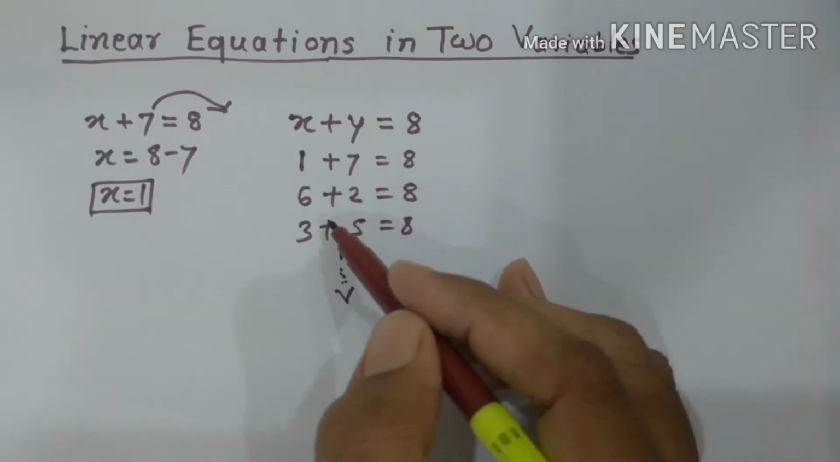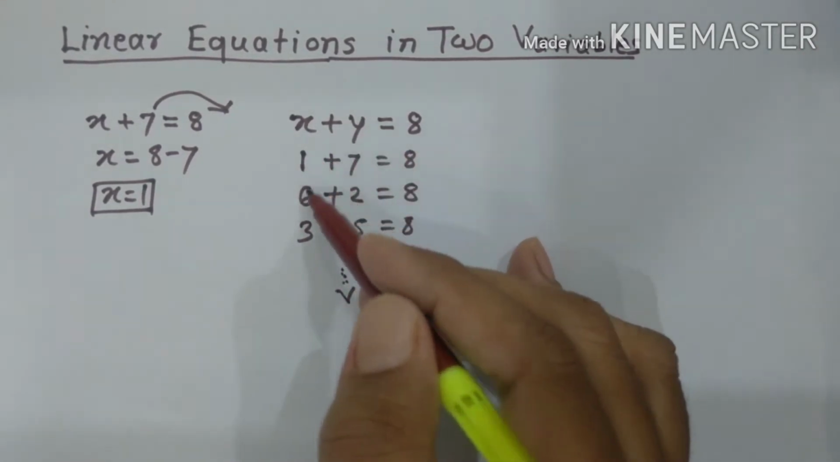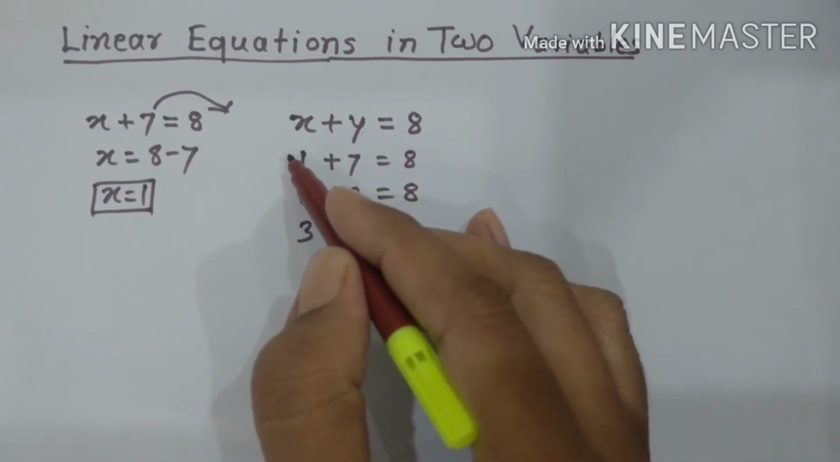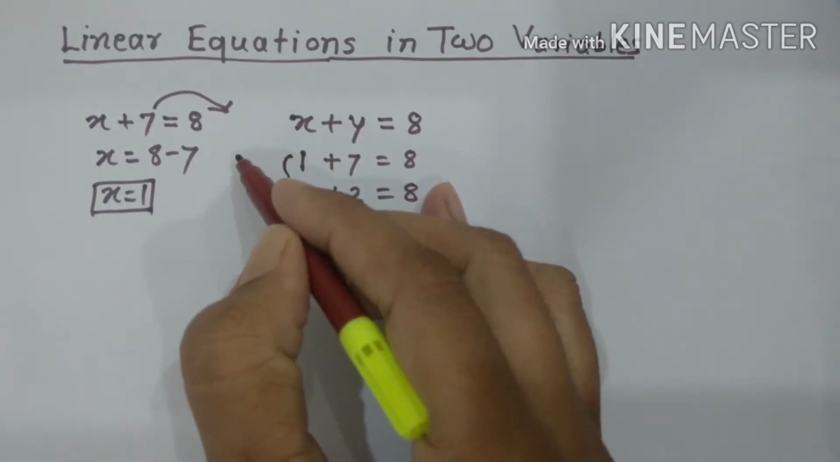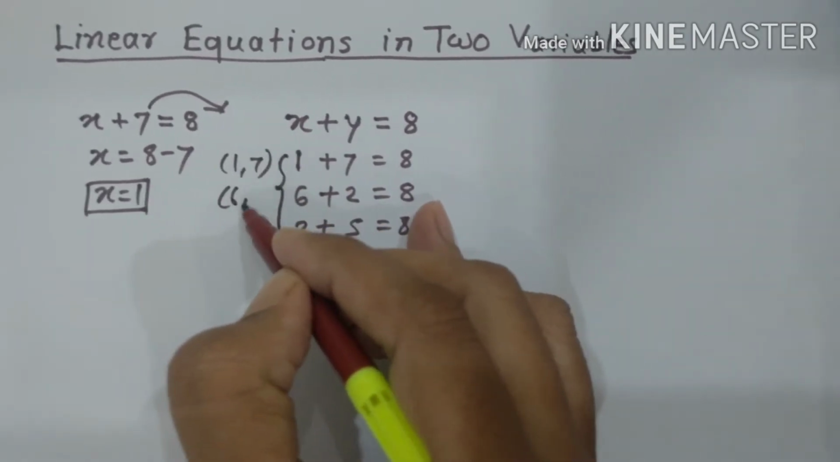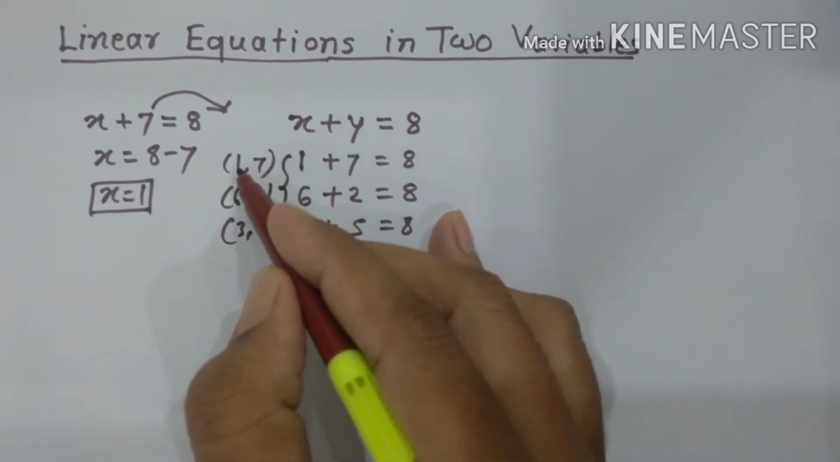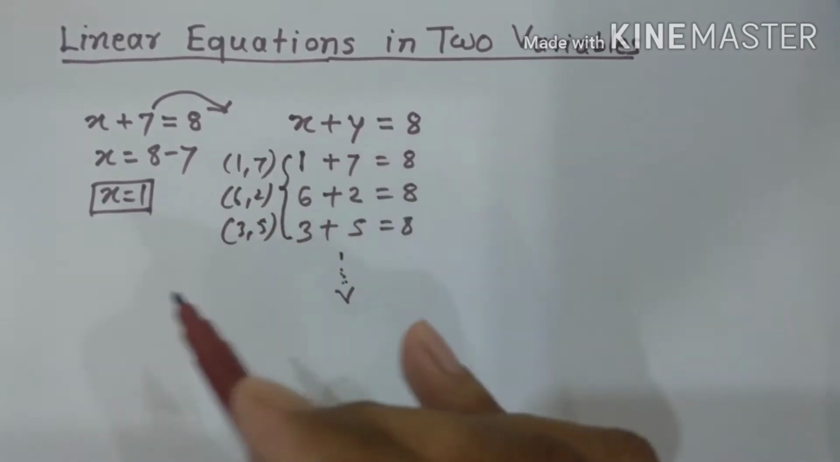Now the values which satisfy the equation are called the solution of the equation. Therefore here all these values are called the solution of the equation, that is 1 and 7, 6 and 2, 3 and 5. The pair of these values is called the solution of this equation.